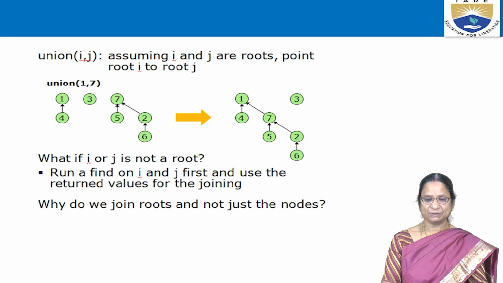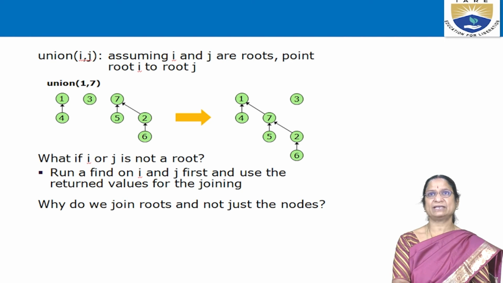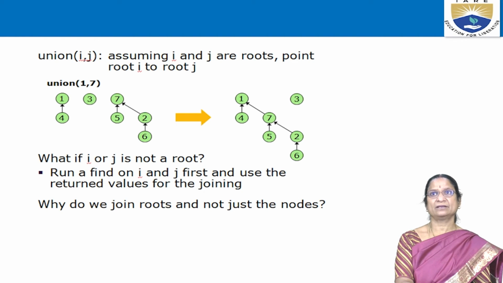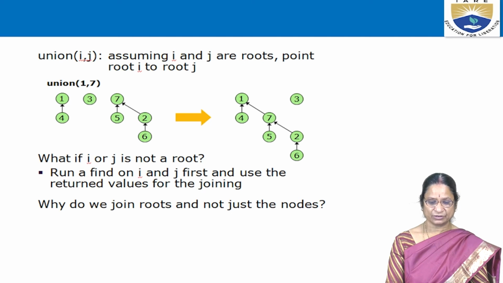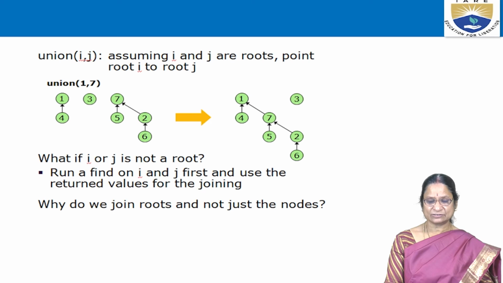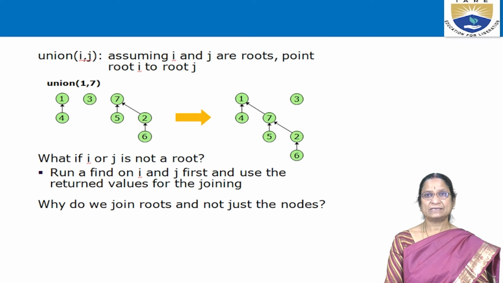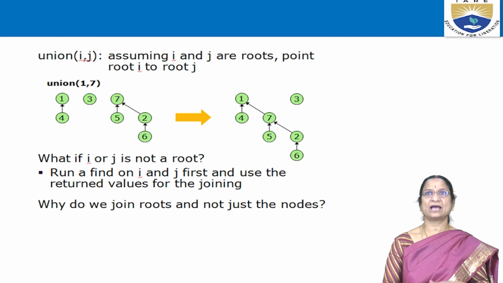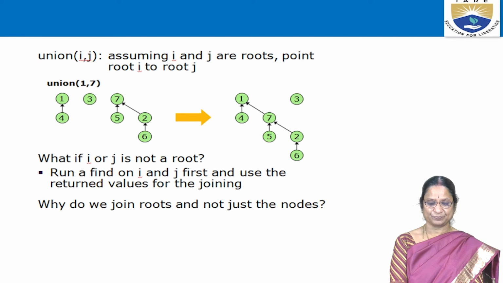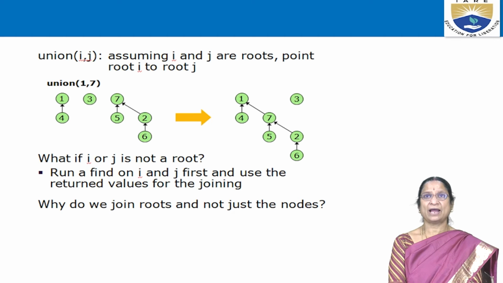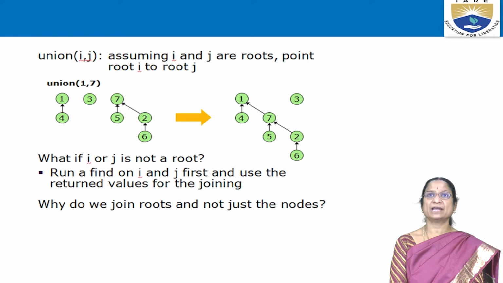Now union, assuming I and j are the roots, pointing I to the root. Union of 1, 7. I just explained this: 1 can be added as a child to 7, or 7 can be added as a child. What if I or j is not a root? First we have to check union; always we consider I and j to be roots of the trees. If I and j are not roots, what happens? As I told you, union of 1, 7.